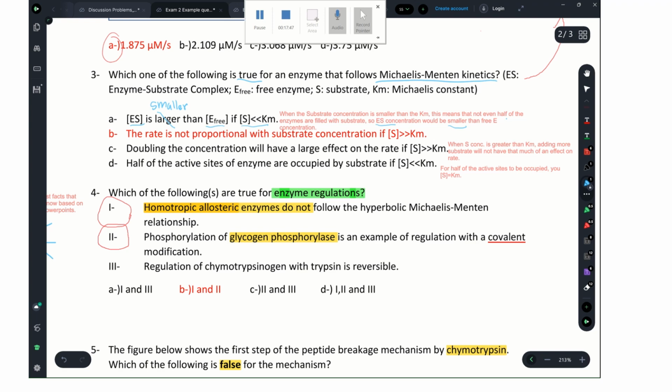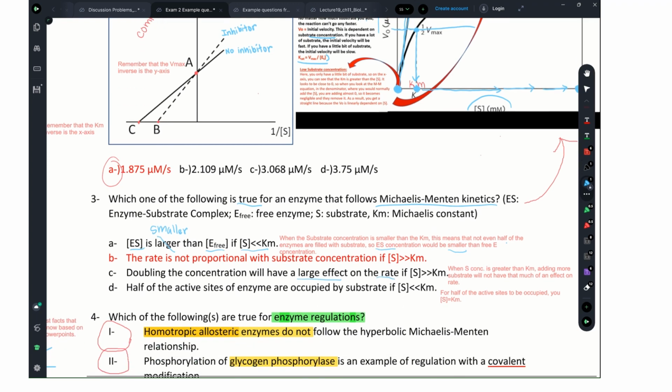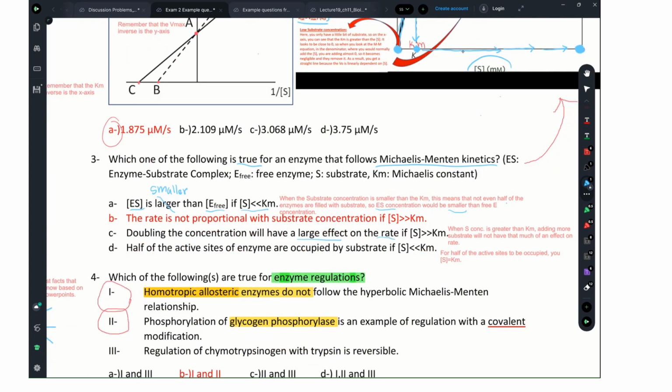Okay, now C. Doubling the concentration will have a large effect on the rate. So we went over this too. When you double the concentration, it has a large effect only at the beginning. So when the substrate concentration is smaller, only right here. When the substrate concentration is smaller than the Km, you can see through this steep slope that if you double the concentration there, it would have a large impact. So this is saying that if the substrate concentration is larger than the Km, and that's not true. That is only true if it is smaller than the Km.